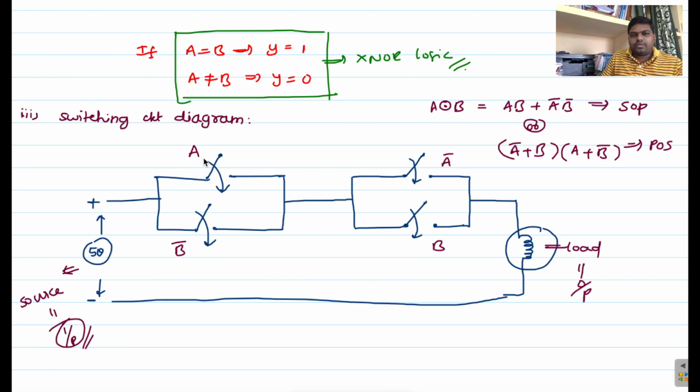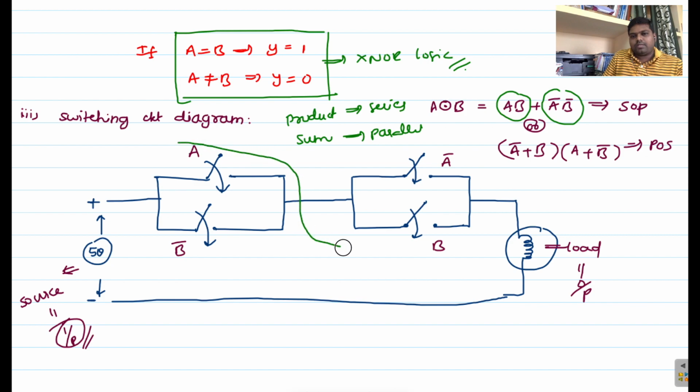So this is your switching circuit diagram: A B bar switches and A bar B switches. If you compare with this logic expression, AB is one product term and A bar B bar is another product term. As I already told you, product indicates a series connection and sum indicates a parallel connection. Here AB is the product term, so this is the A switch and this one is the B switch.